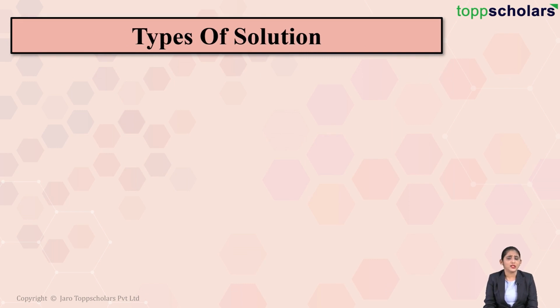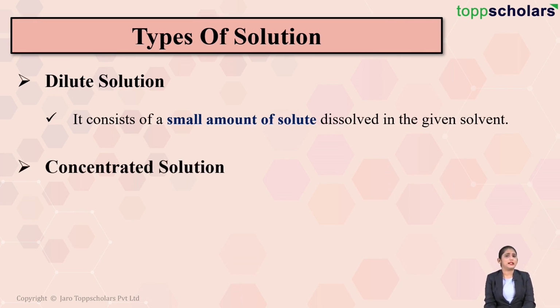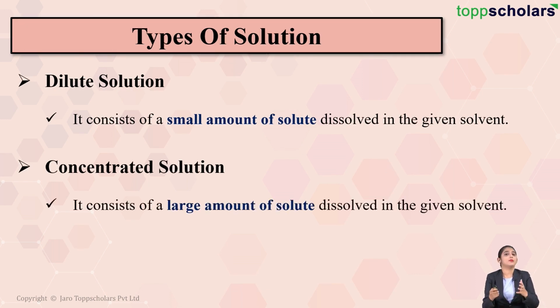So let's now discuss what we mean by dilute solution. In a dilute solution, there is a very small amount of solute that is dissolved in the solvent. So a dilute solution consists of a small amount of solute which is dissolved in the given solvent. What about concentrated solution? Yes, a concentrated solution will contain a large amount of solute which is dissolved in the solvent. So a concentrated solution consists of a large amount of solute dissolved in the given solvent.